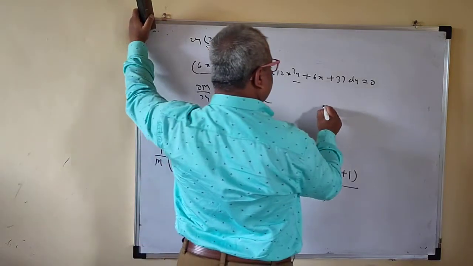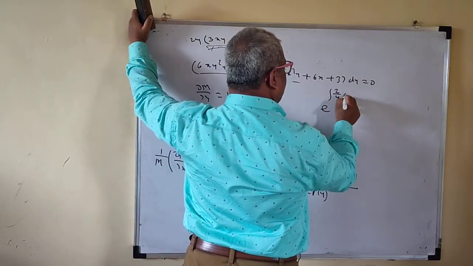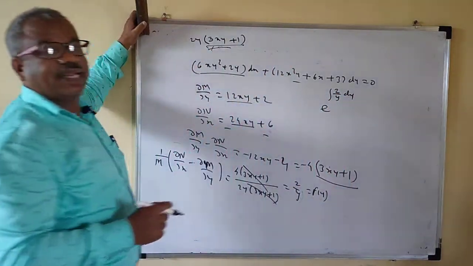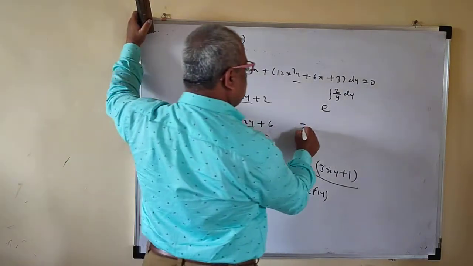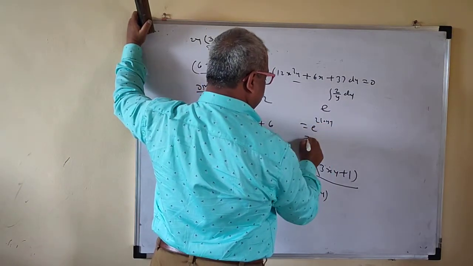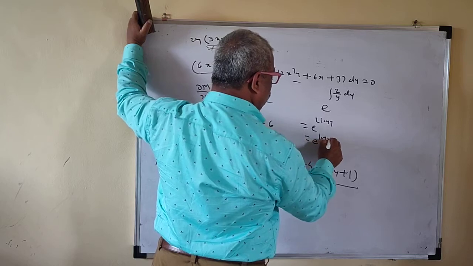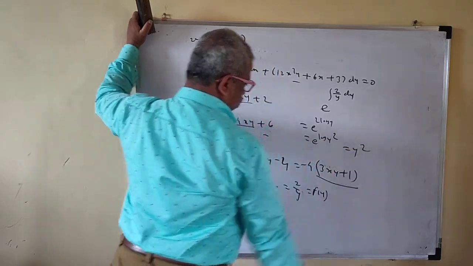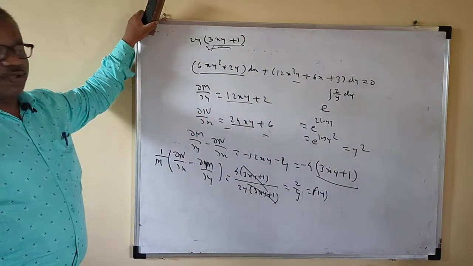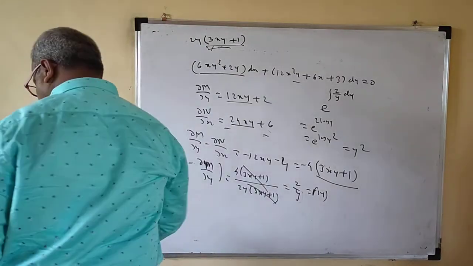So e raised to the integral of 2 upon y is the integrating factor. This is nothing but e raised to 2 log y, which is e raised to log y squared. This means y squared. Your y squared is the integrating factor. Okay, so in this way you can find the integrating factor.